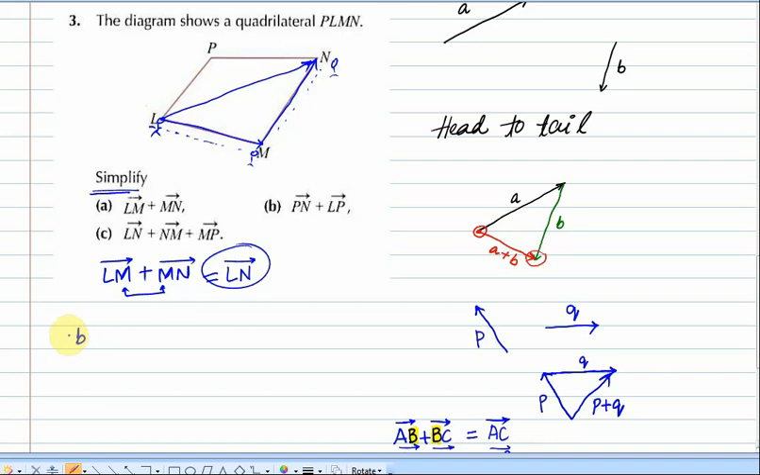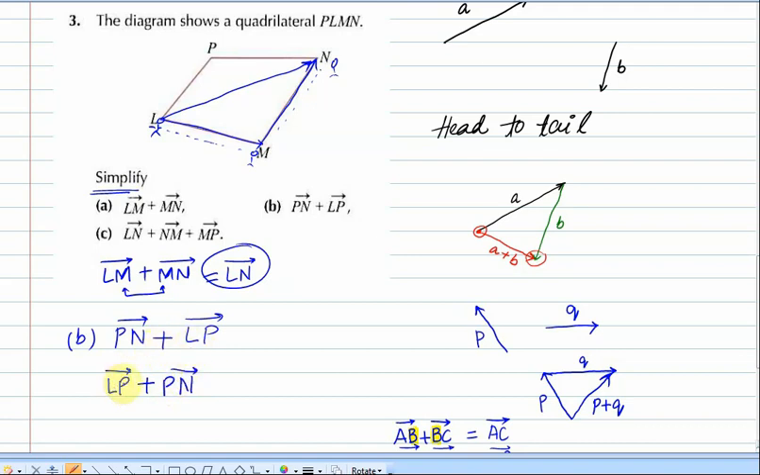Part B. PN plus LP. Now, if you observe the question, you will find that N and L are not the same, so how are we going to add them together, right? But if I arrange it in such a way that first I write LP and then I write PN, it does not affect any of the vectors, right?